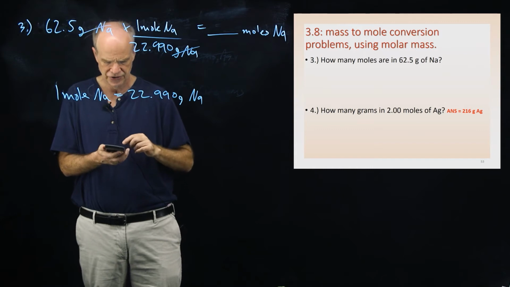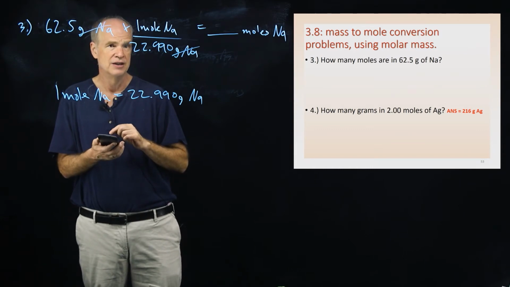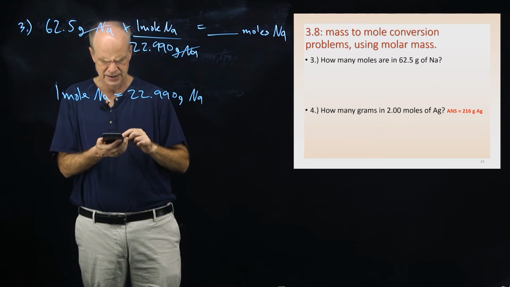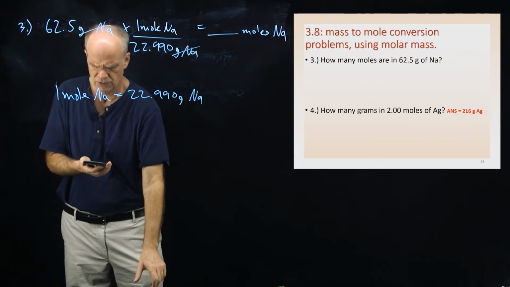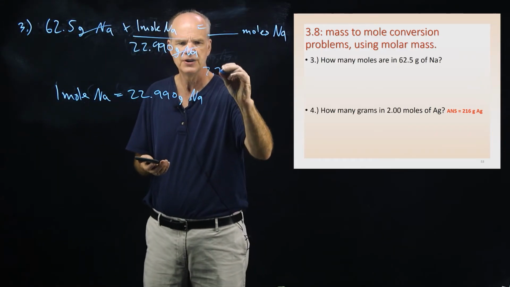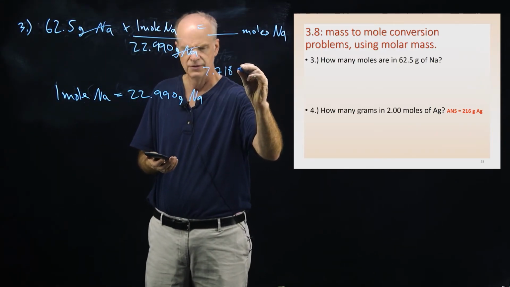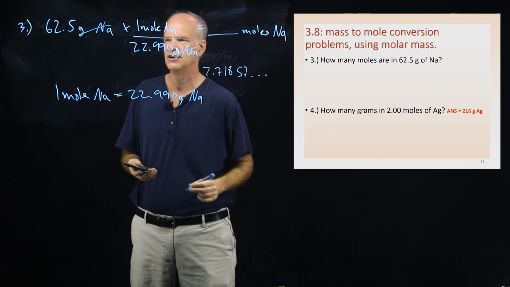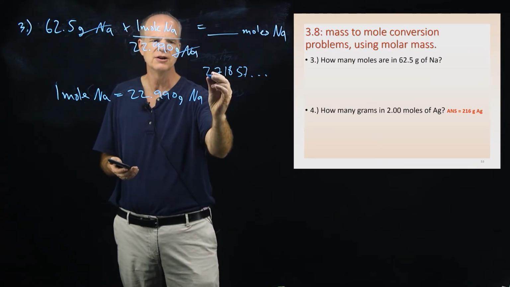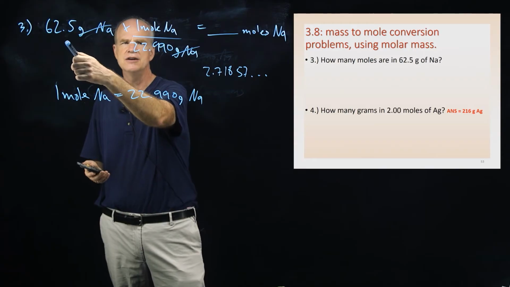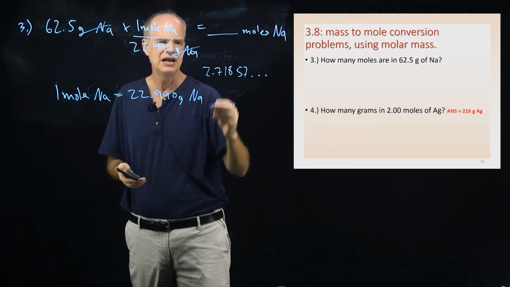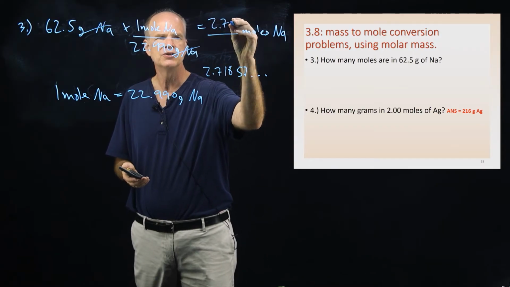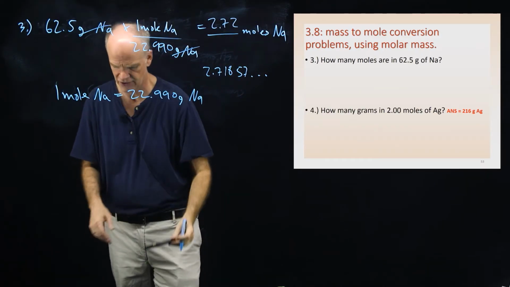So it's going to be 62.5 divided by 22.99, and I get 2.71825 or 57, and on and on. So let's just round this to the appropriate number of significant figures. There are 3 here, it looks like there are 5 here, so we'll round this to 3 significant figures. So the answer should be 2.72 moles of sodium. Okay, let's move on to the next problem.